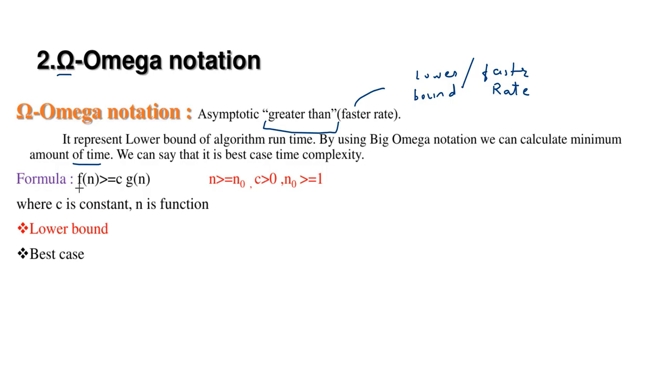The formula we can write is f of n is always greater than or equal to c into g of n, where n is greater than or equal to n0, c is greater than 0 and n0 is greater than or equal to 1. Here c is a constant and g is a function. As we discussed, it is a lower bound or best case scenario.